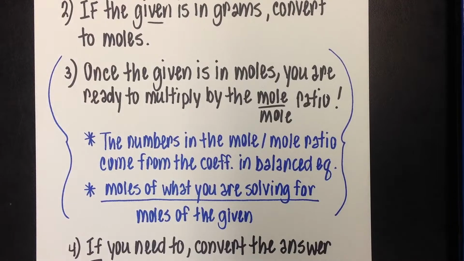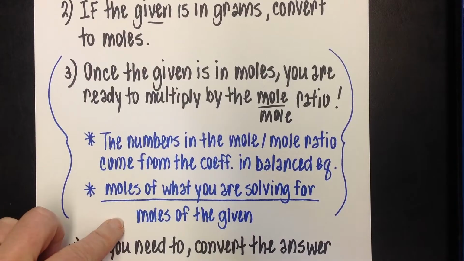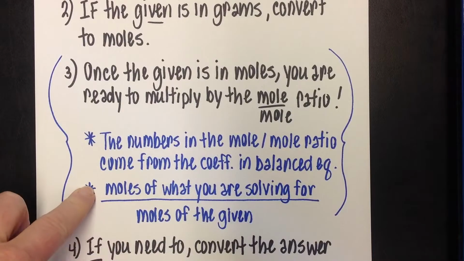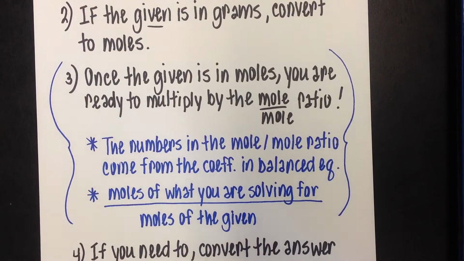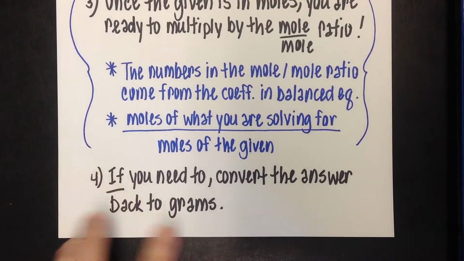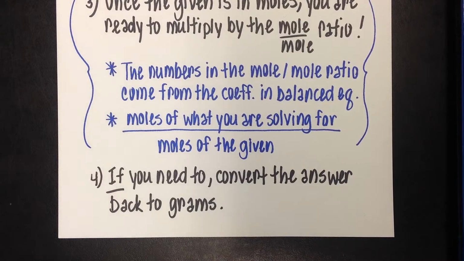Again, something else I will point out. When you plug that mole to mole ratio into your problem, just a little something to remember that might make your life easier: the moles of what you are given are always on the bottom, and the moles of what you're solving for are always on the top, because you're always going from what they gave you to what they're asking for. And then the last step is, if you need to, you can convert that answer that is in moles to grams, or you might get lucky and have a problem where you are asked to solve for the amount in moles.